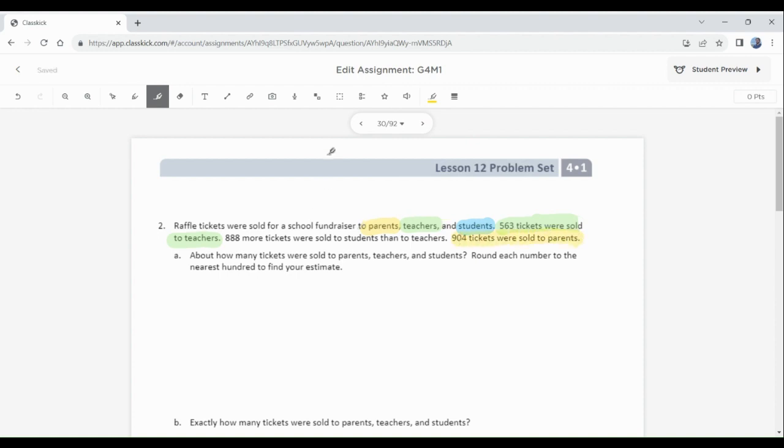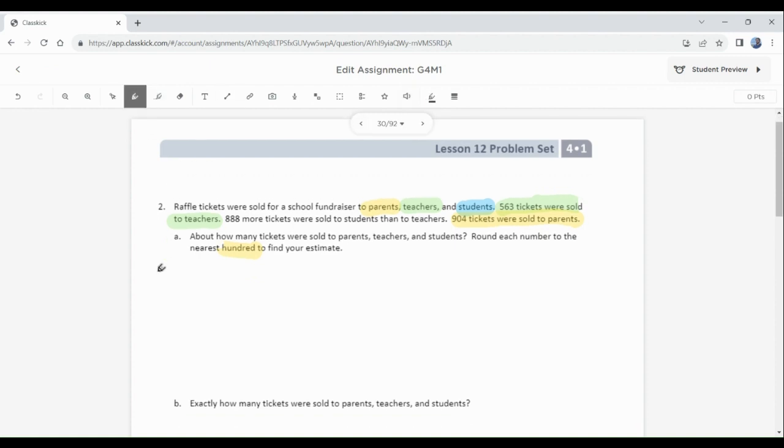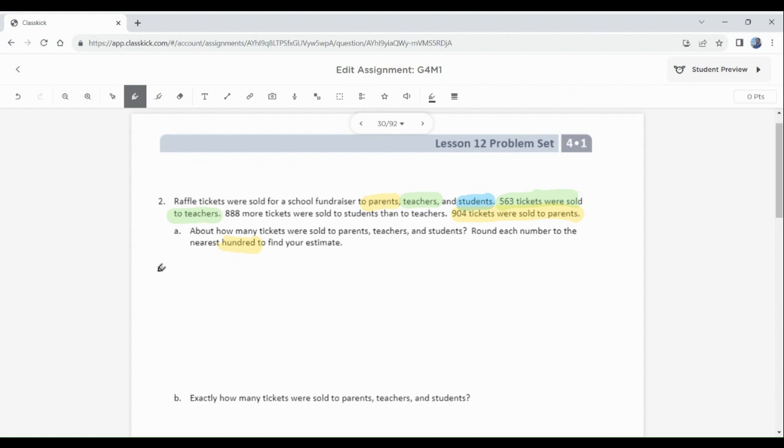Okay. Letter A says, about how many tickets were sold to parents, teachers, and students? Round each number to the nearest 100 to find your estimate. So we have some information here, but it is a little bit vague. We do have some direct information, and then we have some information that we sort of have to work with. So let's start by labeling parents, teachers, and students down here to keep things as organized as possible.